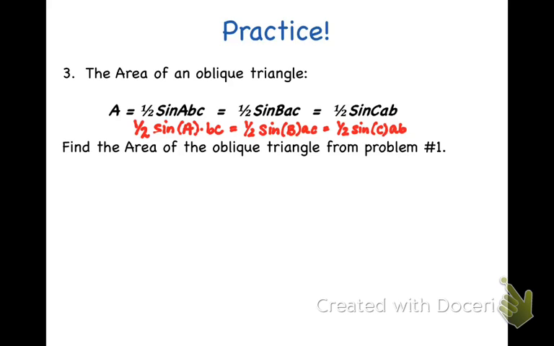So we are going to find the area of that oblique triangle from problem 1. And so for that one, we had that information. And I can pick any of these. It doesn't really matter. But I do need to know two sides. And so if I remember correctly, we started off by knowing that side B was 28. And then we figured out that side C was 54.49.